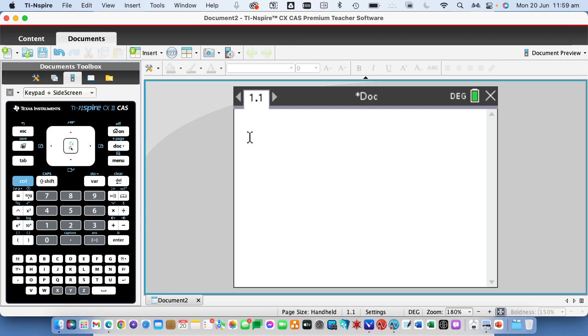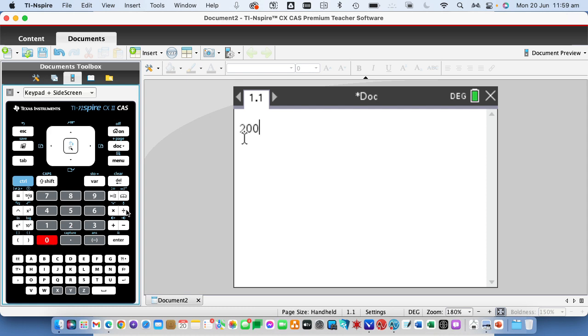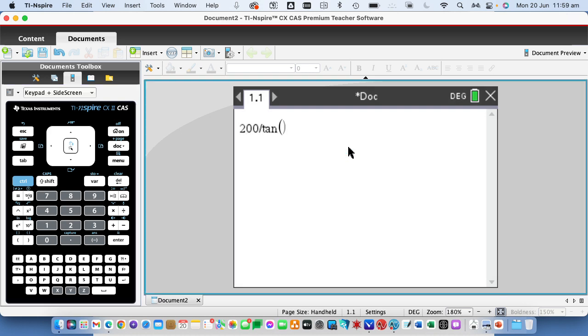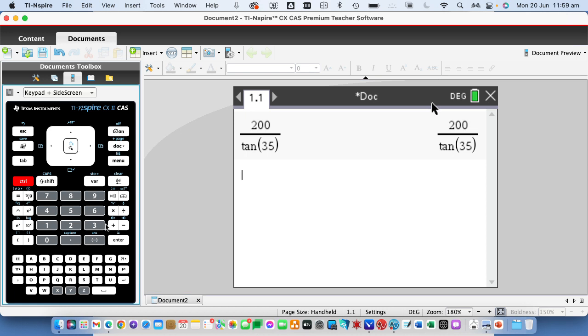So if you remember, it was x equals 200 over tan of 35 degrees. So I'll literally, in my calculator, go 200 divided by, now the trig functions are found under the button that says trig. It's kind of handy, isn't it? So hit trig, hit tan, and then inside the brackets here, we just need to type in 35. And then it returns, oh man, it returned the exact value. So I'm going to go Control Enter for the approximate value, which is 285.63.